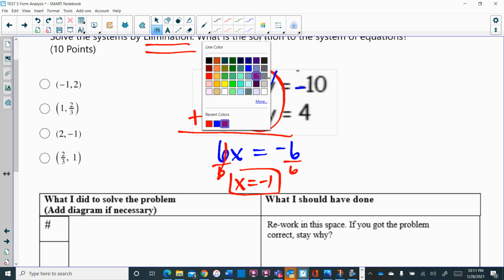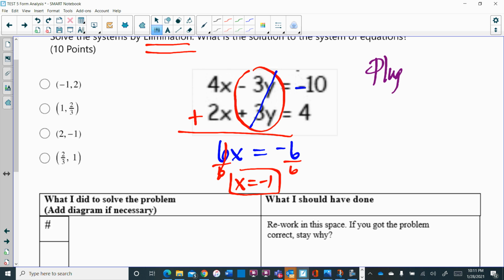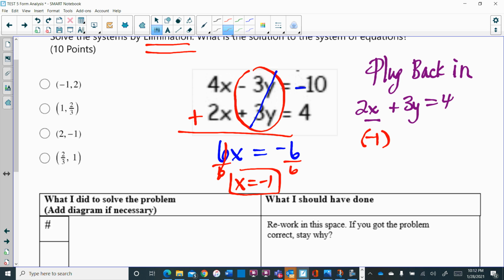You have to, and usually what I say is plug back in, okay? And you plug it back in, and you tell me which equation you want to plug it back in. I would have probably picked the second one. So instead of having an x here, I'm now plugging in that negative 1 instead. So you still have your 2, 3y equals 4. Well, this is showing 2 times a negative 1. So that gives me negative 2 plus 3y equals 4.